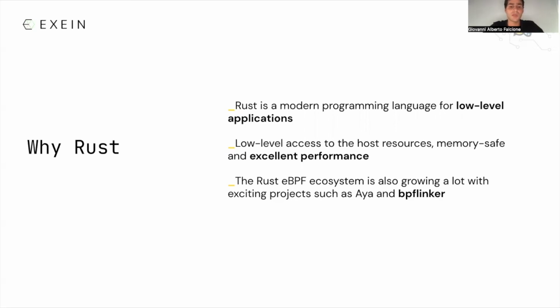Memory-related bugs in C and C++ systems often result in CVEs and emergency patches. Rust was designed to remove most of these software development security concerns at their root, especially the ones related to memory and concurrency. The Rust eBPF ecosystem is also growing a lot with exciting projects such as Aya and BPF Linker. This makes Rust the perfect programming language for developing eBPF-powered security-critical applications running inside constrained embedded systems.